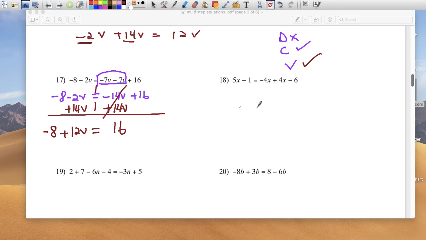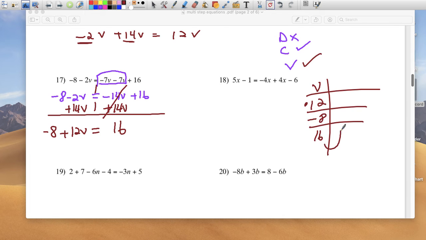Done. Now we're ready to do a little chart here. v is a variable, being multiplied by 12, subtract 8 equals 16. Going backwards, we're going to do plus 8 and divide by 12. So those are the two steps we're going to do. So let's do that. Plus 8 here, plus 8 here.